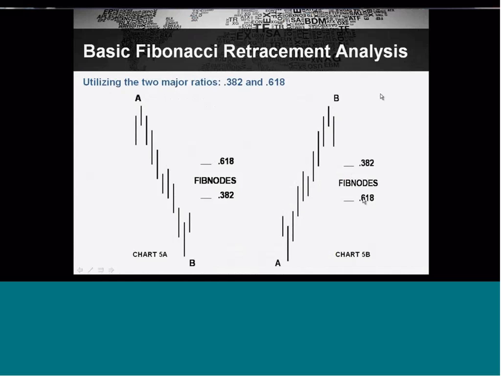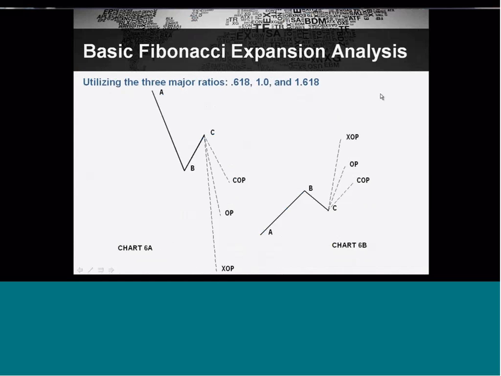All right, let's talk about expansion analysis. Now we're using the expansion ratios that I have found most valuable. And what we're doing is, on any move from a point A to a point B, retracement at point C, we are going to extend down according to these ratios. We take the vertical distance between A and B, we multiply it by 0.618 and get the COP, contracted objective point. The vertical distance between A and B, multiply it by 1.0, we get the objective point. The vertical distance between A and B, 1.618, we multiply that out and we get the XOP.